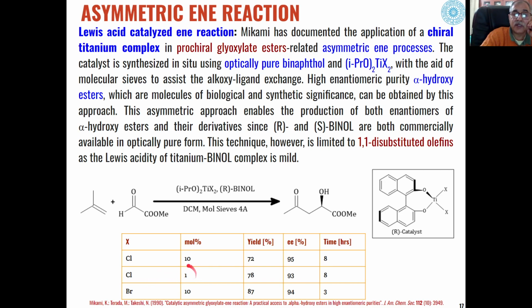Similarly, if we are using 1 mole percent catalyst, then the yield of the product is 78%, but enantiomeric excess decreases to 93%. Similarly, if we replace chlorine by bromine, if dibromo is used over here, with 10 mole percent, the yield is 87% and enantiomeric excess is 94% and reaction time is only 3 hours. So all these factors will determine what will be the enantiomeric excess and what will be the yield of the product formed in such type of ene reactions.